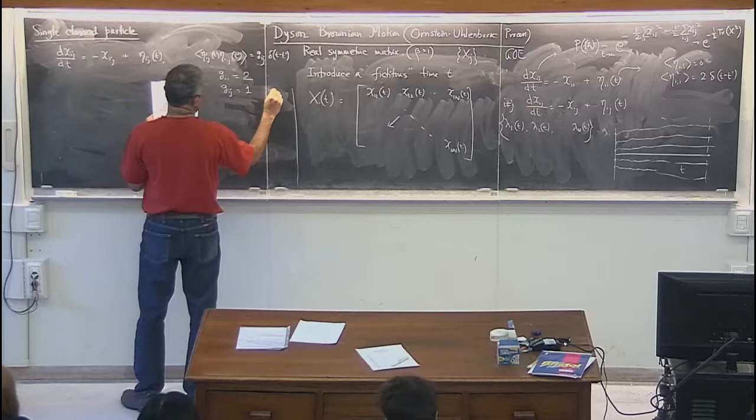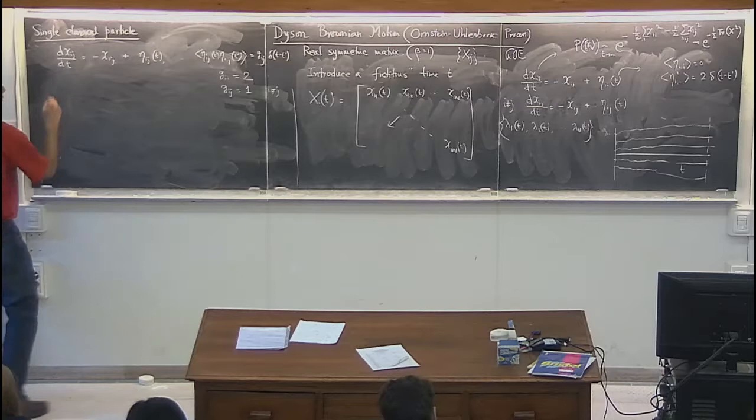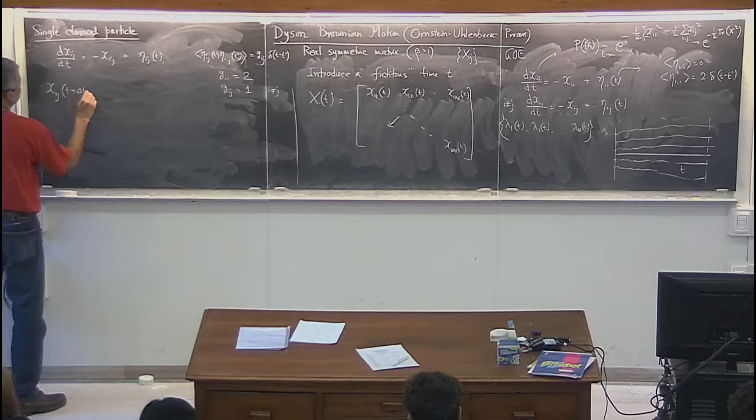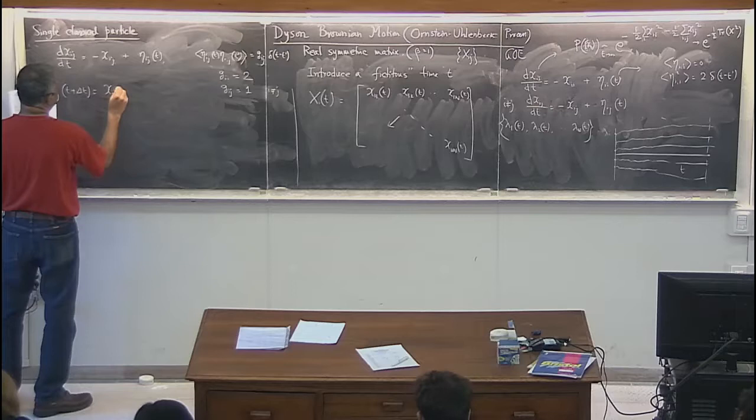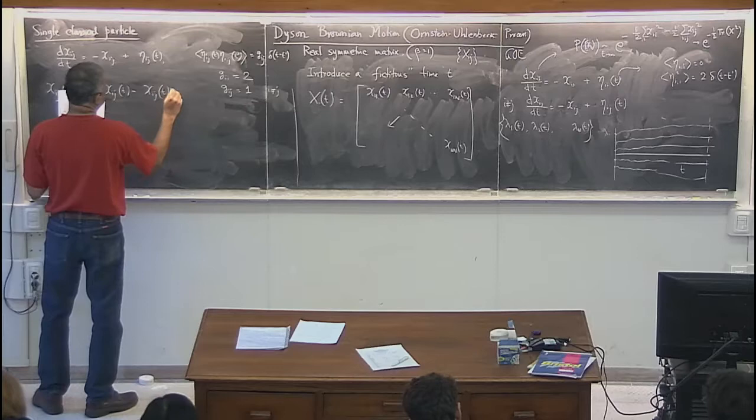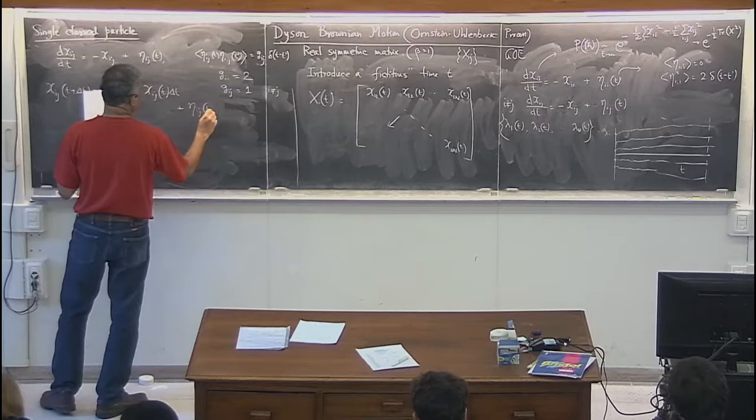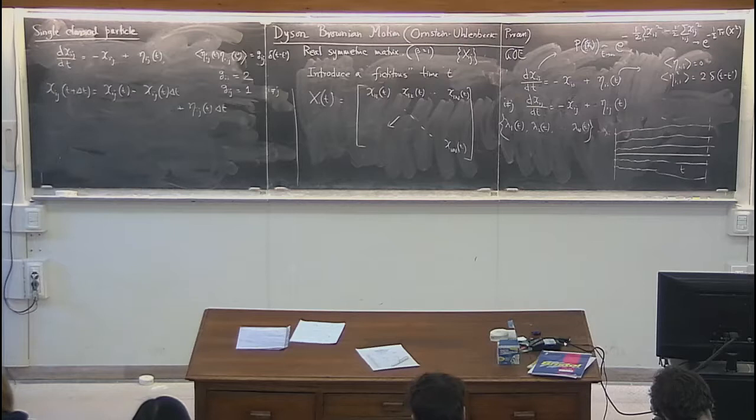So if I look at this, you see that I can write x_ij at time t plus delta t. It's basically just a time discretization. So this will be x_ij at time t minus x_ij at time t times delta t, right, I'm just multiplying by delta t, plus eta_ij times delta t. In a small time interval t to t plus delta t, it evolves by this equation.